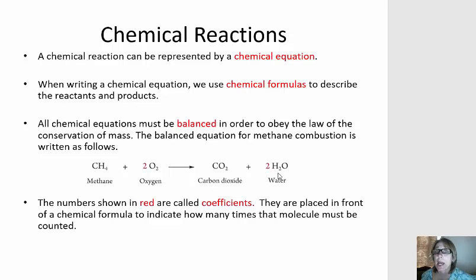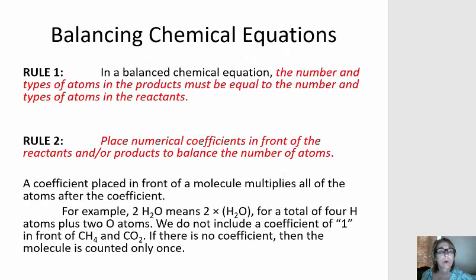I have 4 hydrogen atoms, like my reactant side. And I have 2 plus 2, which is 4 oxygen atoms, like my reactant side. So this equation is balanced. To balance a chemical equation, you have to make sure that the number of atoms of each type of element are the same on both sides.